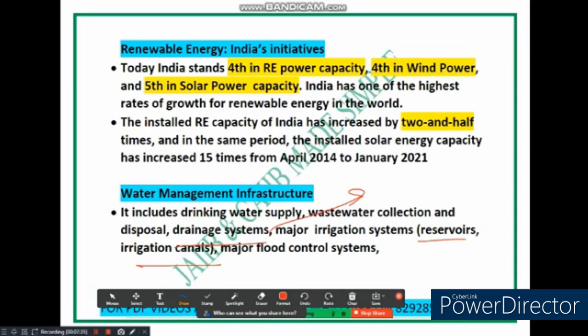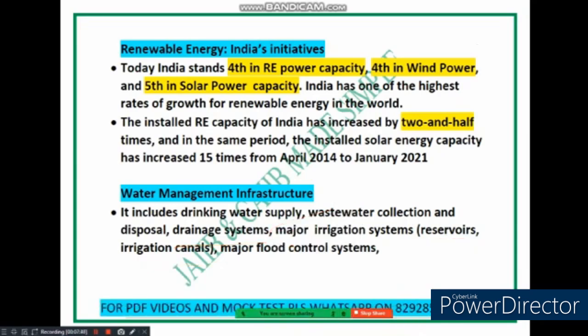Now let's come to the next slide. Water pollution, some concepts regarding water pollution. Let's discuss.